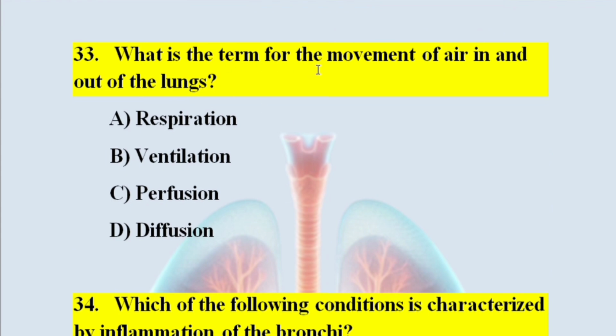What is the term for movement of air in and out of the lungs? Alpha, respiration. Beta, ventilation. Charlie, perfusion. Delta, diffusion. So the most suitable answer is beta, ventilation.